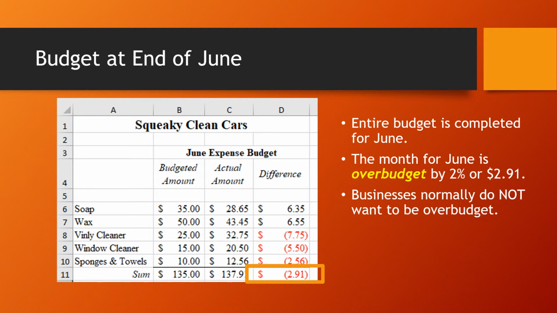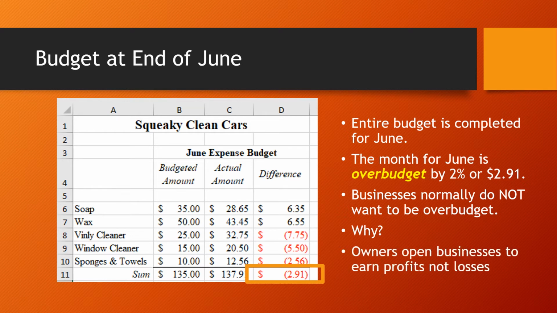Businesses normally do not want to be over budget. By looking at this expense budget in red, you should see the amounts in the difference column that were over budgeted. Why was this business over budget? Businesses do not normally work to lose money. They want to earn money, to earn a profit.